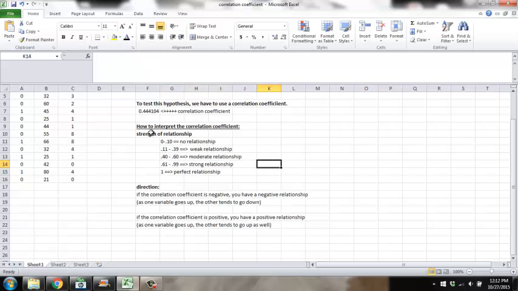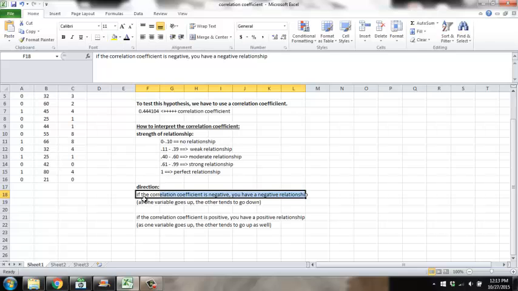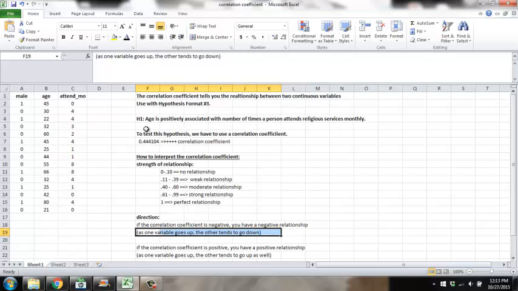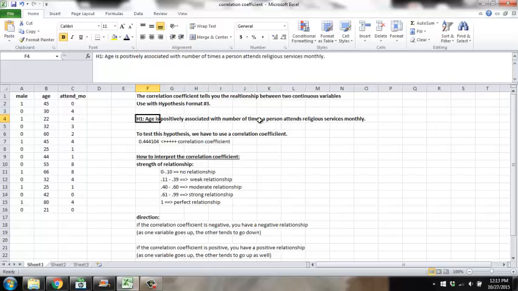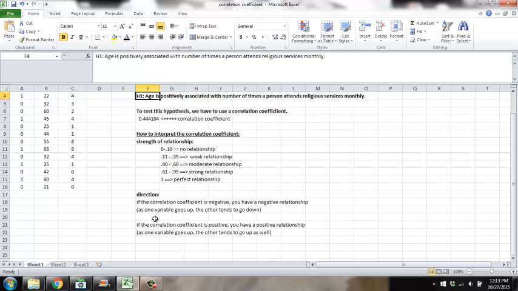Now we want to know the direction. Is it a positive relationship or a negative one? So remember what we mean by negative. A negative relationship means as one variable goes up, the other one tends to go down. Now in our hypothesis, we thought that the older a person was, the more times they'd attend religious services. So we were testing whether there would be a positive relationship, which means as one variable goes up, the other one goes up.